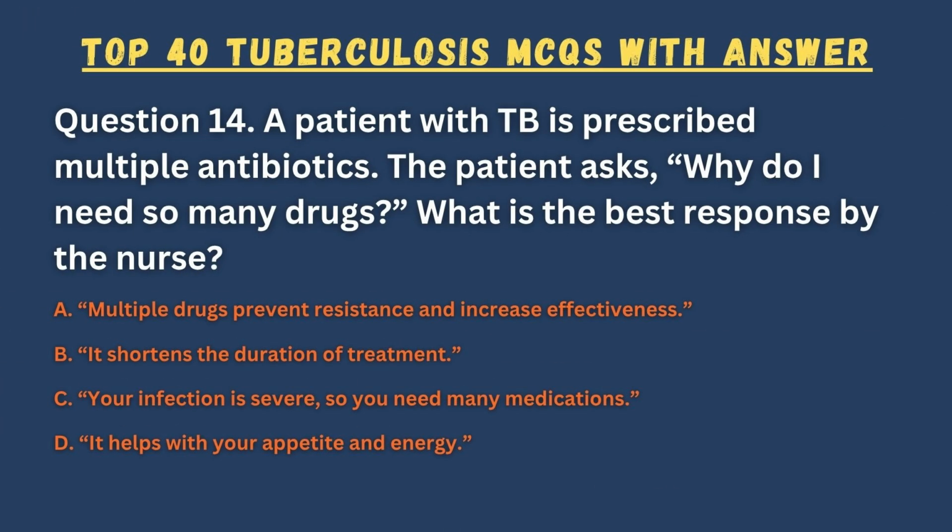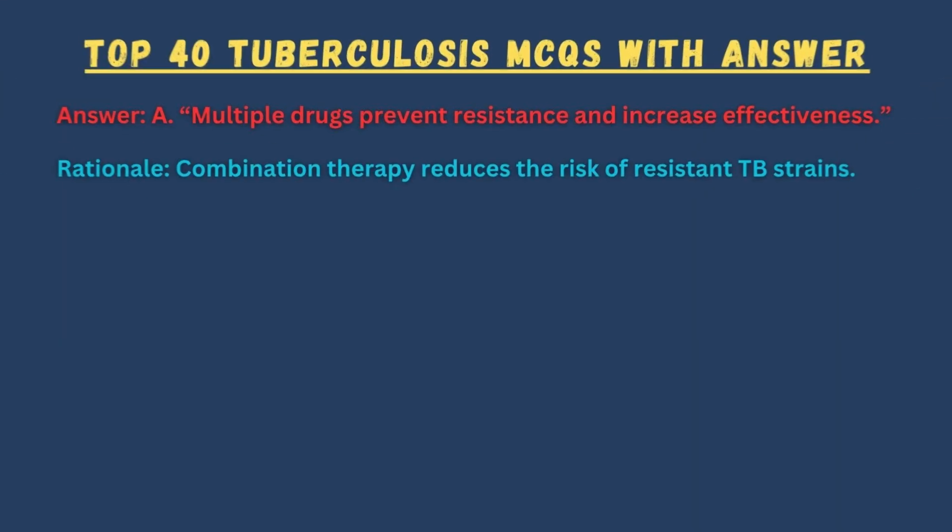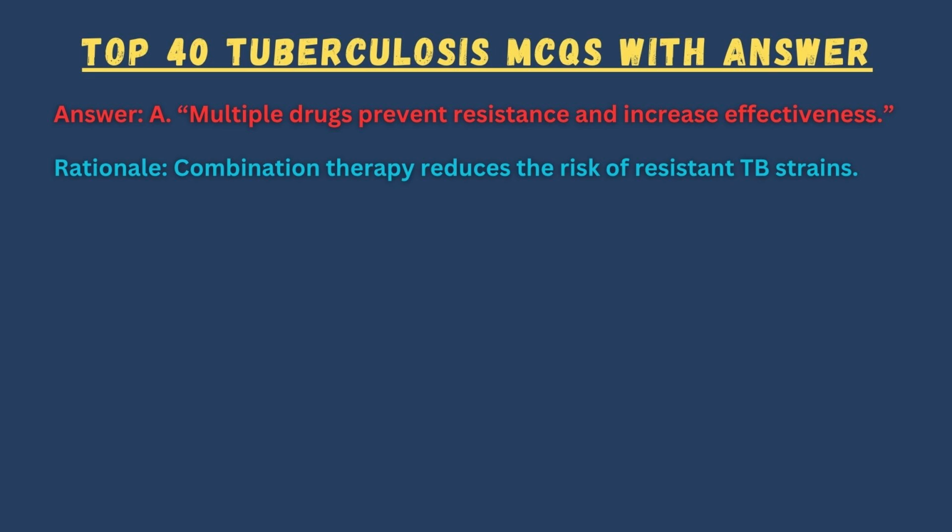Question 14. A patient with TB is prescribed multiple antibiotics. The patient asks, "Why do I need so many drugs?" What is the best response by the nurse? A. Multiple drugs prevent resistance and increase effectiveness. B. It shortens the duration of treatment. C. Your infection is severe, so you need many medications. D. It helps with your appetite and energy. Answer. A. Multiple drugs prevent resistance and increase effectiveness. Rationale. Combination therapy reduces the risk of resistant TB strains.